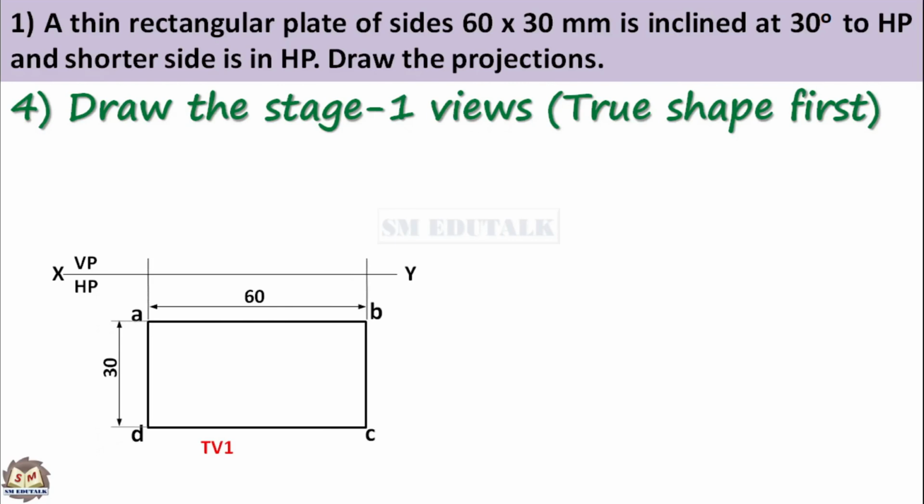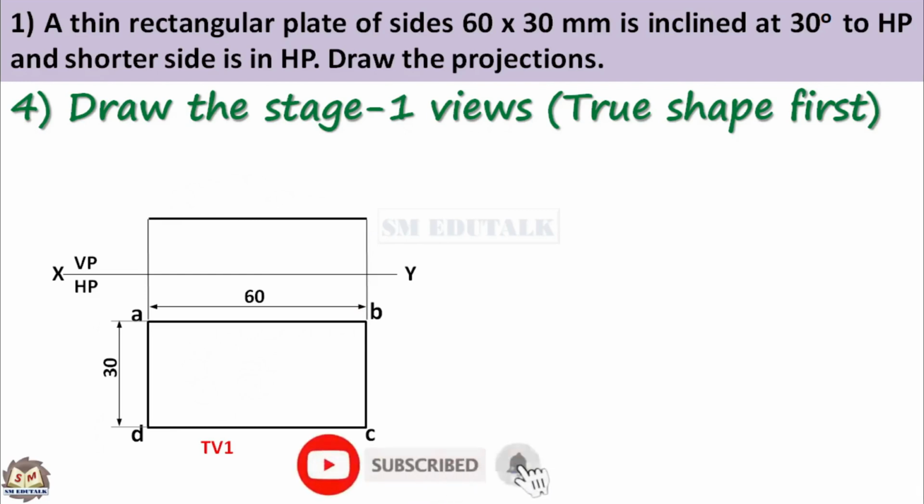Project this rectangle vertically upwards above the XY line. In the simple position, we use the perpendicular to VP and parallel to HP condition. So, when one view shows a plane, then the other view shows a horizontal line. Hence, join both the projectors horizontally by a thick line. This is the front view of stage 1. Now, let us see how to assign a name to the front view.